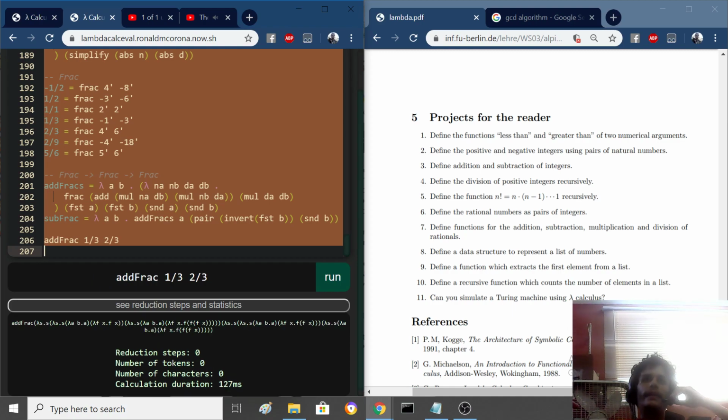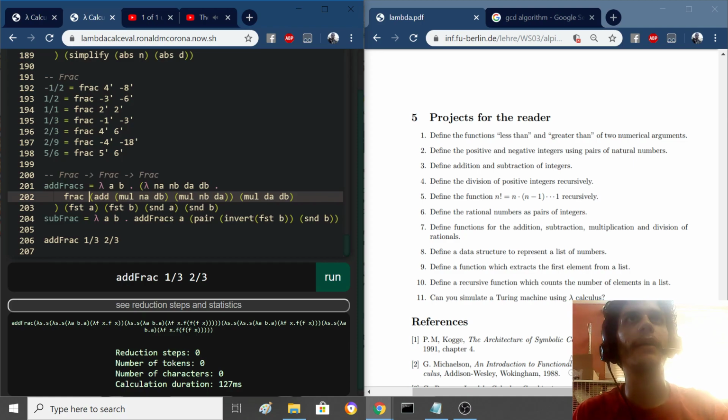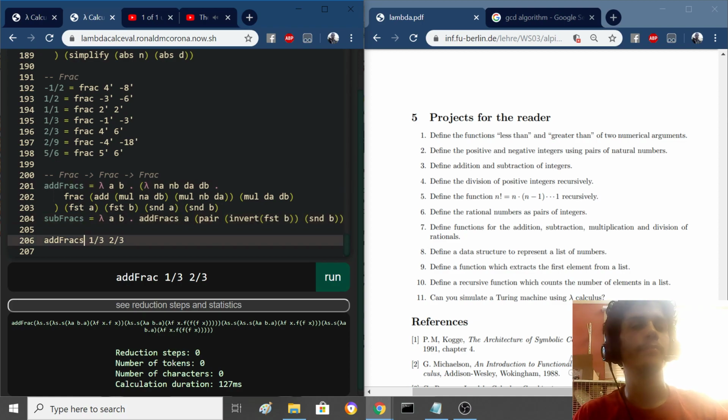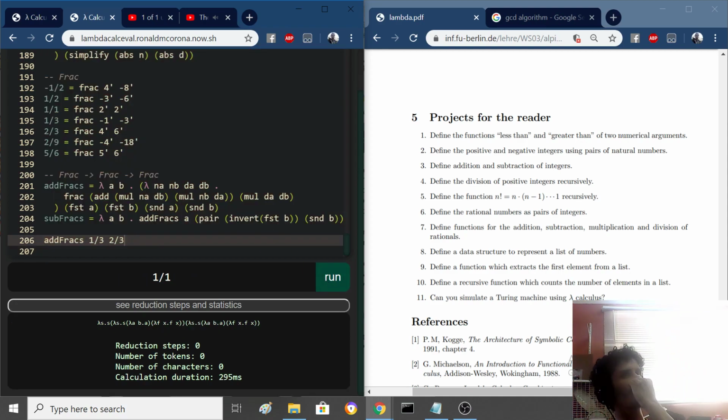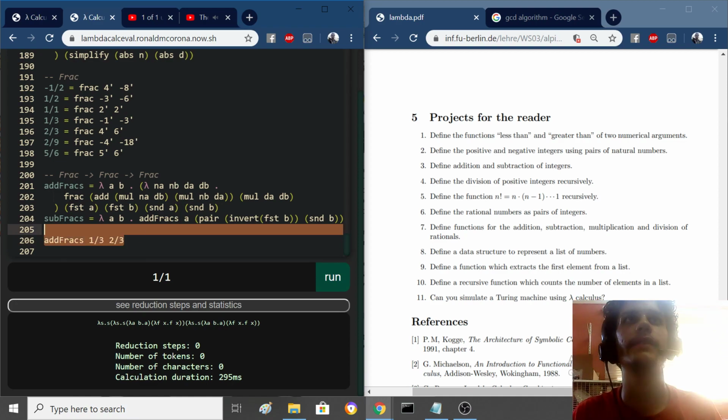Okay, and it does take a while. Add fracs. Maybe I should take the S away from this. Add frac. Yeah, I guess S should be there because it's plural, right? We have more than one fraction that we are adding. 1 over 1. Okay, excellent.